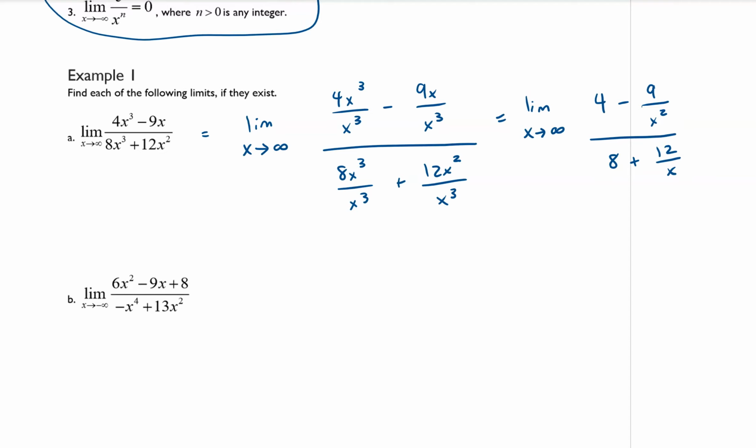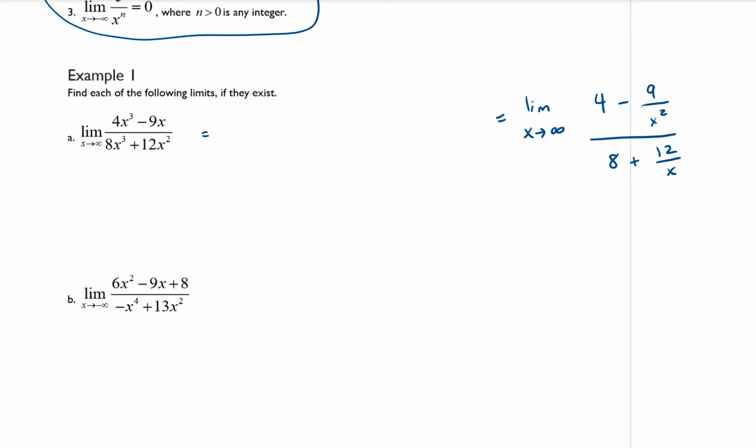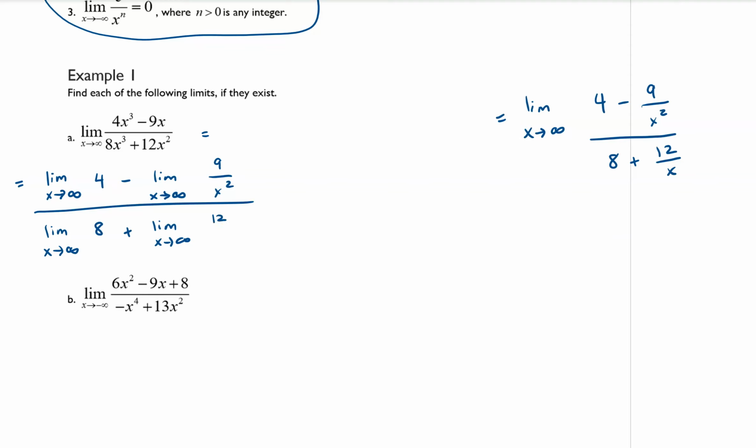Because now what we can do is think of each of these limits separately. And so we can take the limit. This is going to be a lot to write out, so let me erase this part here. You can think of that using the properties from a previous section. You can think about that as the limit as x goes to infinity of 4 minus the limit as x goes to infinity of 9 over x squared, all over the limit as x goes to infinity of 8 plus the limit as x goes to infinity of 12 over x.